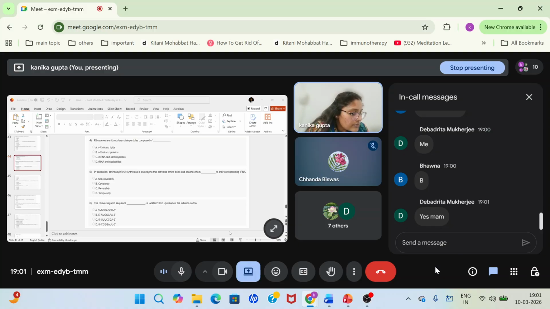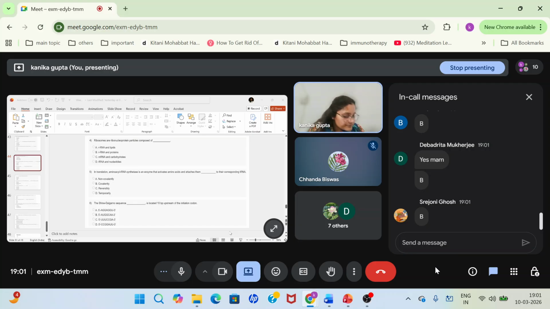Yes, so the answer to this question is rRNA and proteins. Okay. Next question. In translation, aminoacyl tRNA synthetase is an enzyme that activates the amino acids and attaches them to their corresponding tRNA. Tell me, what kind of a bond is formed there?